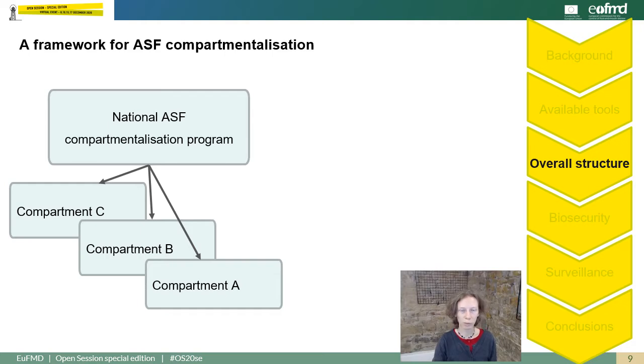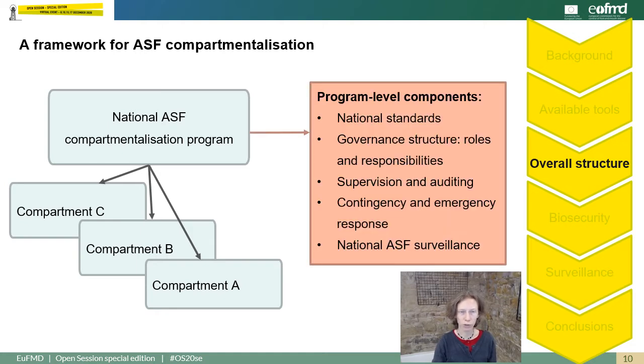For a successful implementation, compartments may be developed within a dedicated national program. This program will prescribe the national standards, define the governance structure, including roles and responsibilities, define how supervision and auditing are conducted, as well as consider the type of ASF surveillance which is required outside compartments. The program would also contain the required regulatory elements. Different frameworks are also possible in some cases, such as isolated compartments in the absence of a national program.